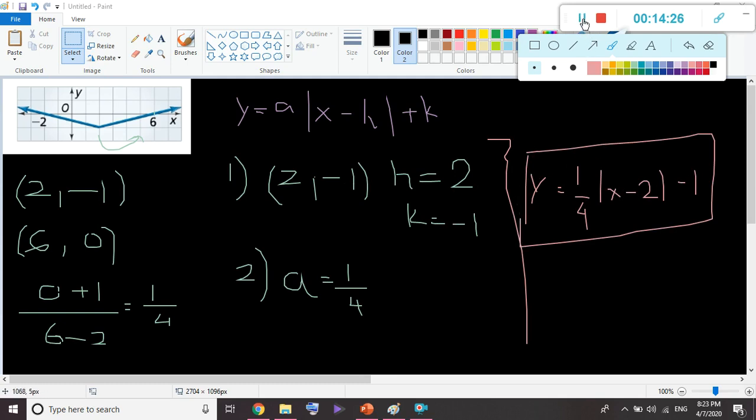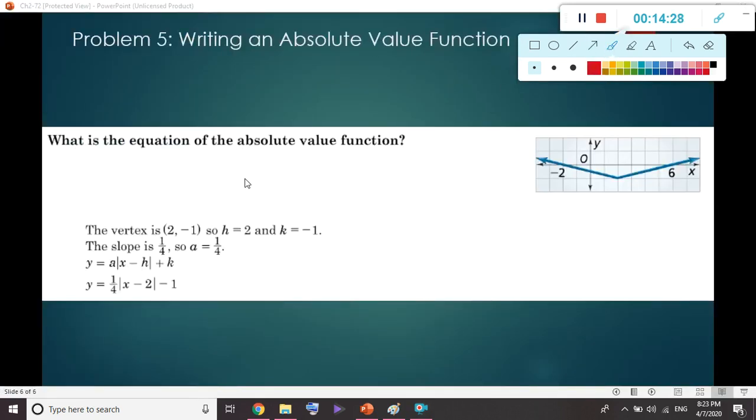Let's check our answer. So first of all, they got the vertex 2, -1, so h is 2, this step we got right. The slope is going to be 1 over 4, so a is 1 over 4, that's correct. We're just going to plug in here 1 over 4, x minus 2 minus 1. This will be the final answer. It's correct as we got.